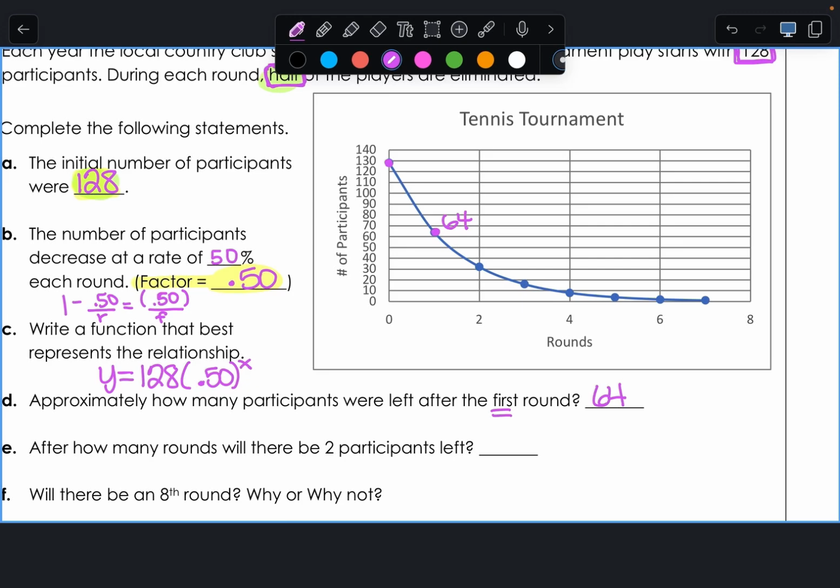After how many rounds will there be 2 participants left? 7. I want to say 6. I'm slow. I need to start thinking.